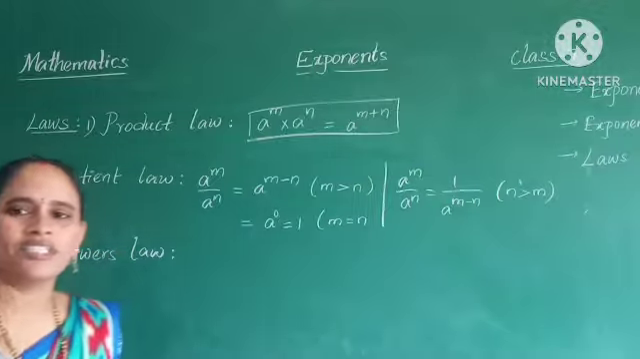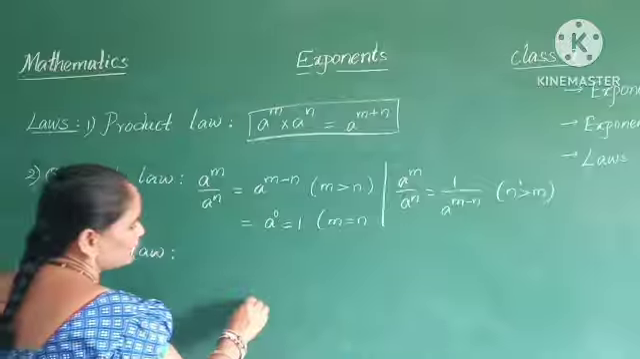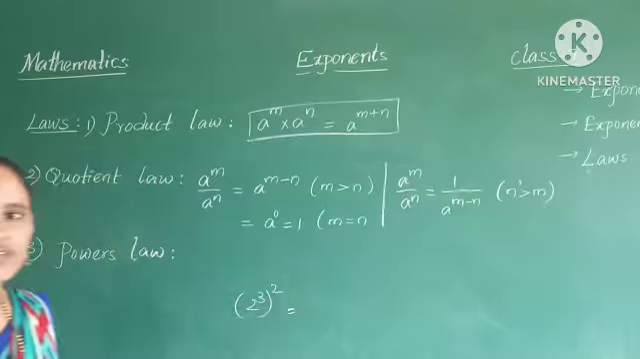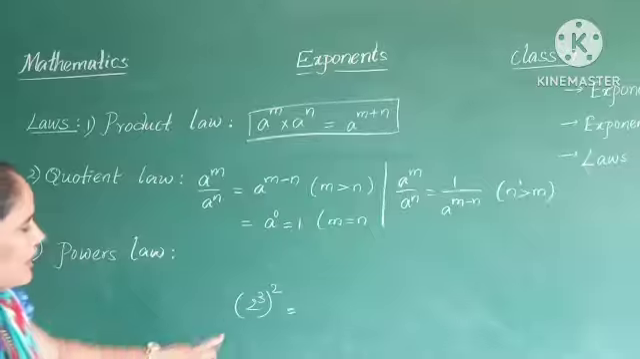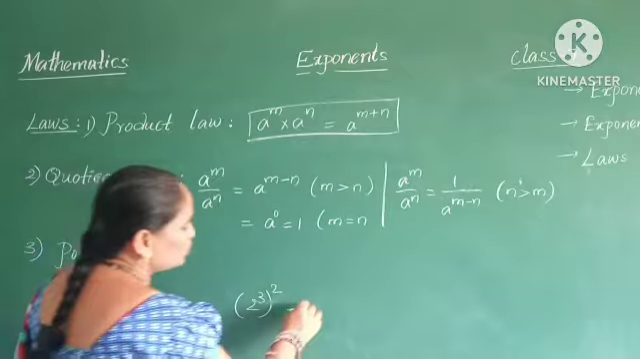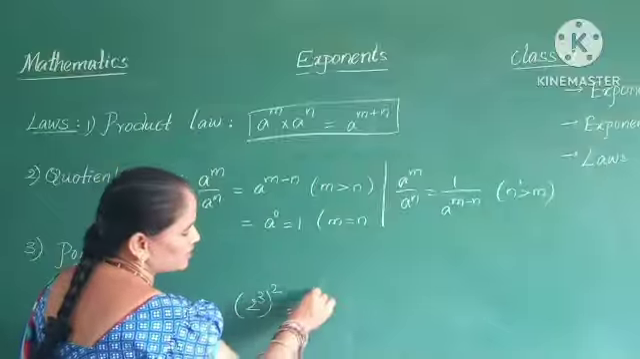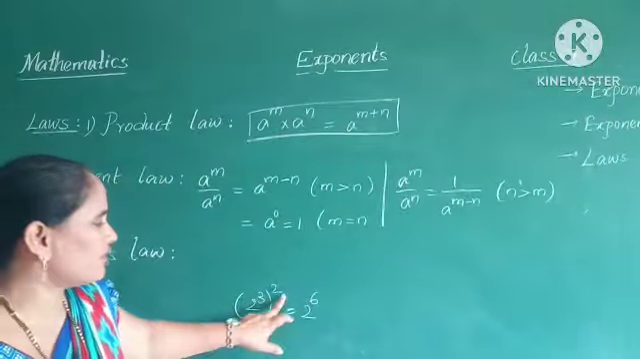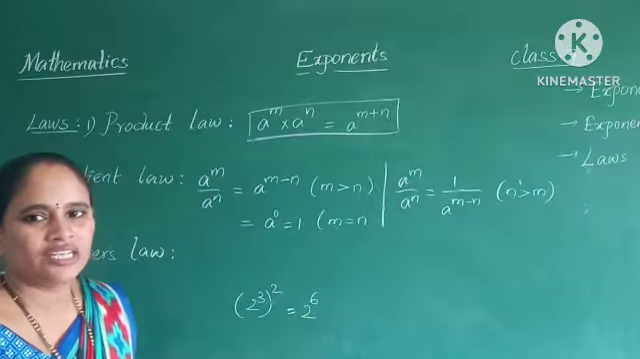What is the power law? For example, (2 cube) whole square. What we have to do here is multiply the powers. 2 power 3 into 2 is 6. So (2 cube) whole square is equal to 2 power 6.